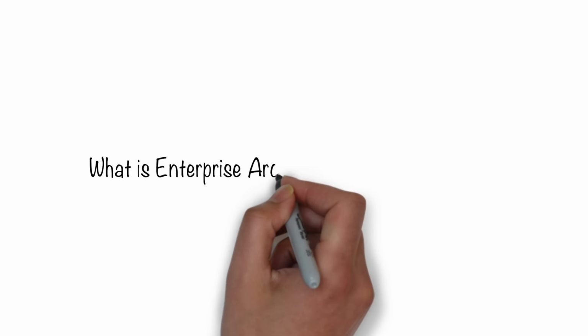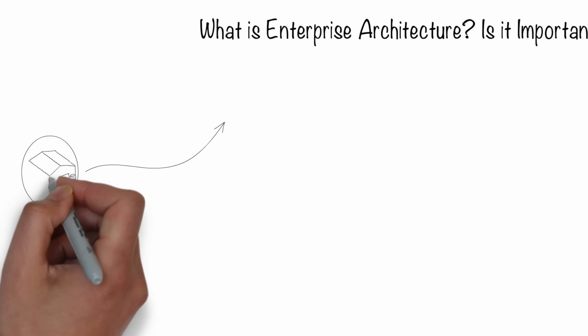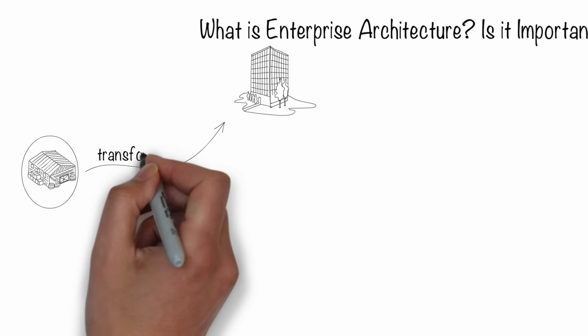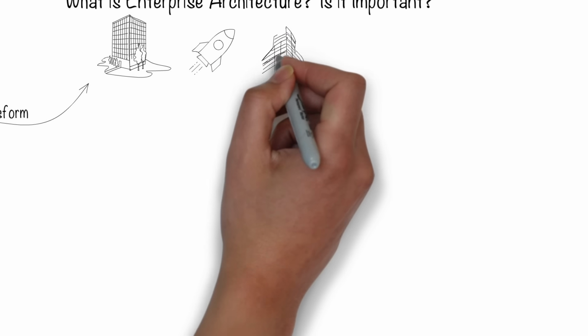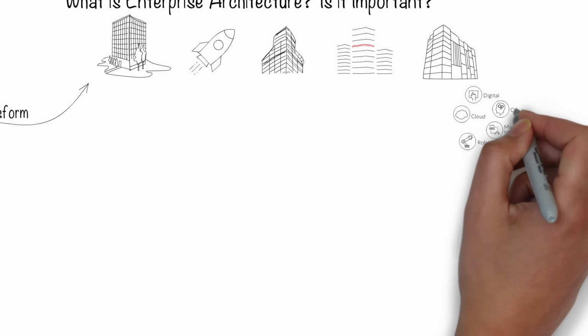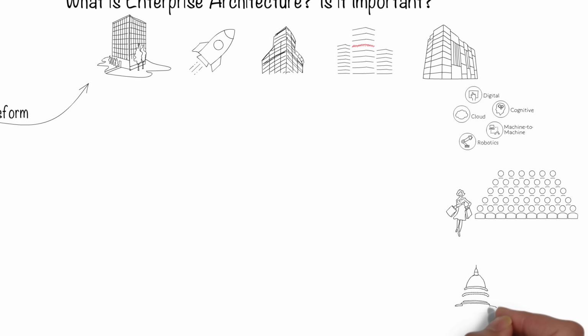What is enterprise architecture? Is it important? The business ecosystem is getting complex, and your company has to transform itself to thrive in the future. Change is in the form of competition from startups and legacy companies. Technology is introducing new business models. Customers have higher expectations, and regulations are changing fast. So what do we do? I'll tell you why you need enterprise architecture to navigate this complexity.